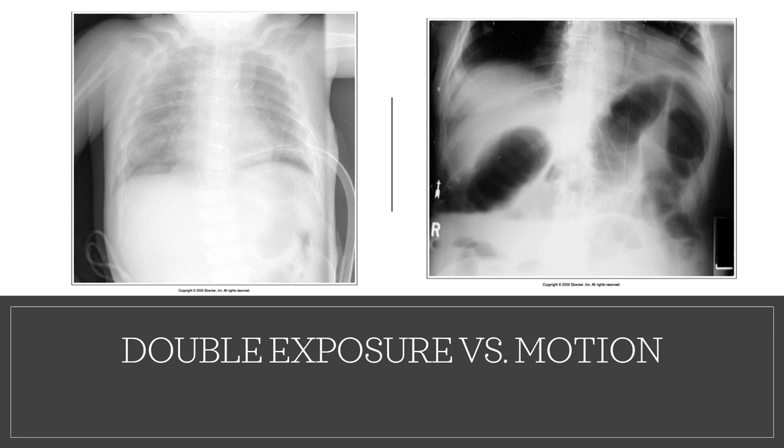Double exposure versus motion. Image A is a double exposure. How can you tell? Look up top towards the right side of the clavicles. There are two clavicles. And when you look down towards the ribs, you can see there are two sets of rib cages there. And the second image is motion.